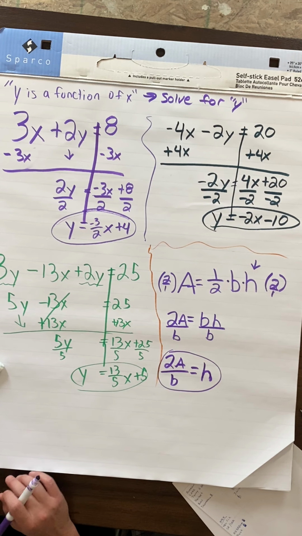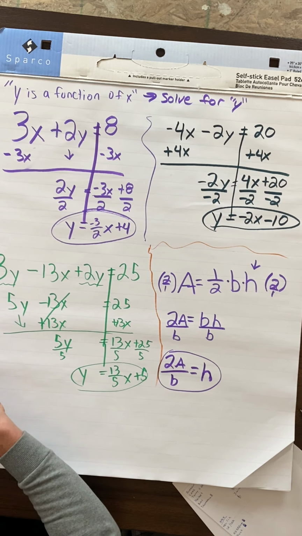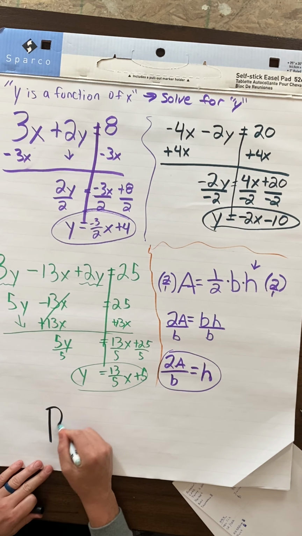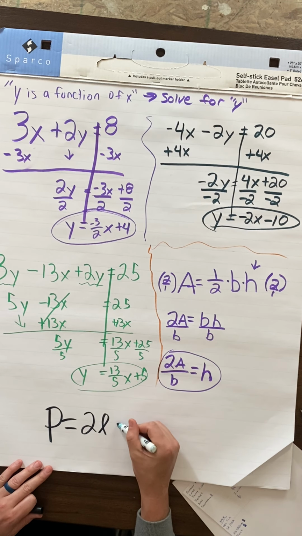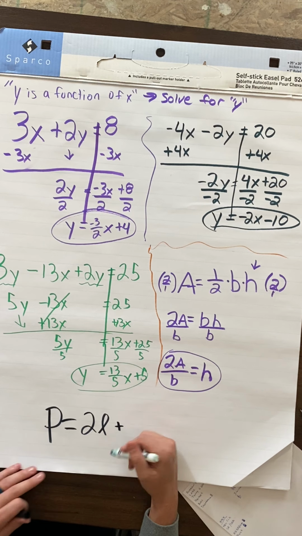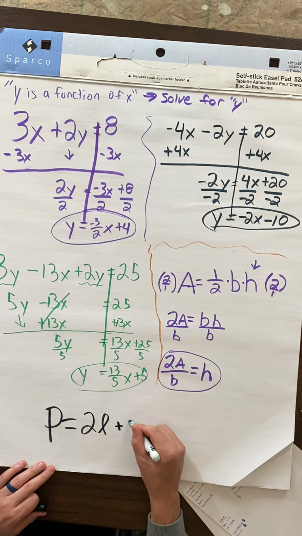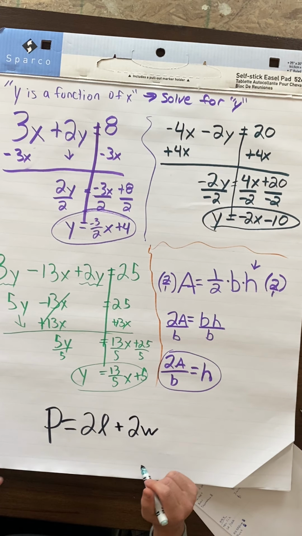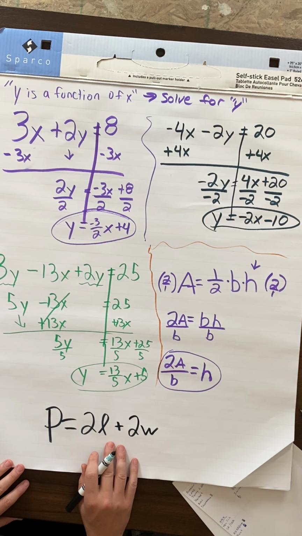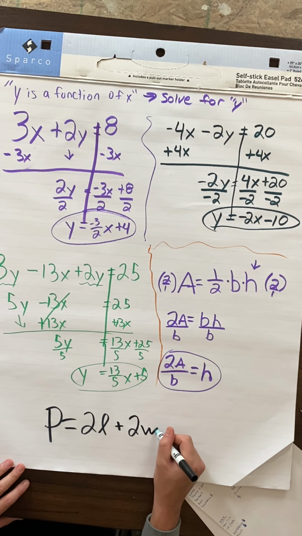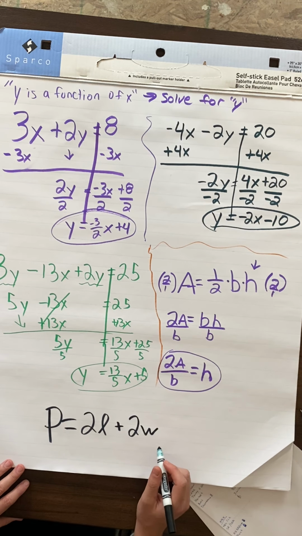Okay, let me see if we have another example. On your homework, I'm going to give you this. P equals 2L. That's a cursive L, I know. Usually you don't put just a normal L because it would look like a 1. And you traditionally don't use capital letters on this side of the equation. All right, what you're going to have to do on your homework is solve for W.